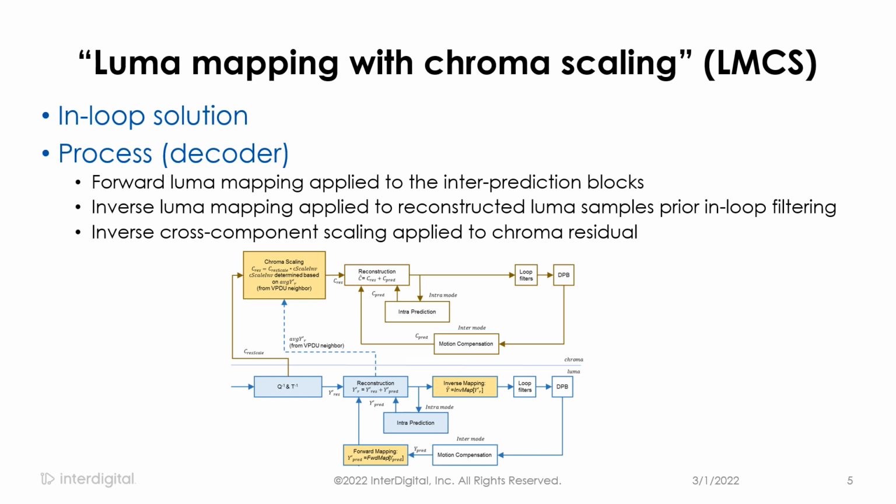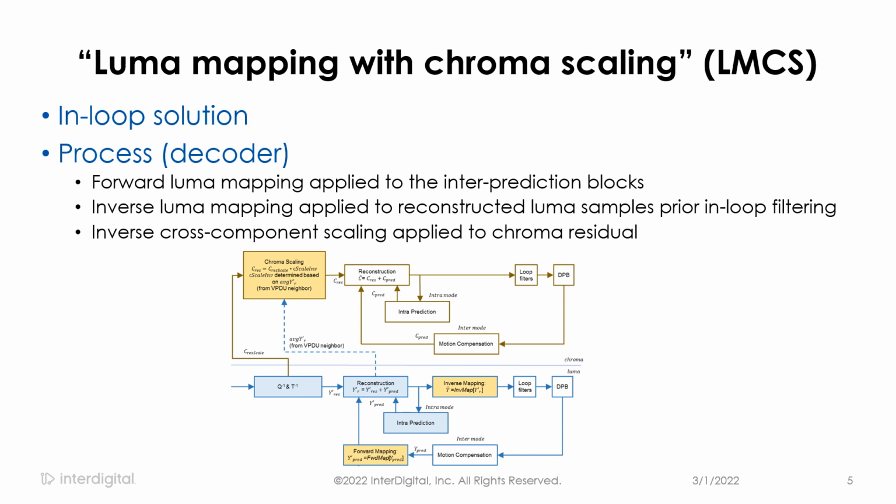So let's first have a look at the LMCS design as it was adopted in the VVC standard. LMCS is an in-loop solution as described in the picture below for the decoder side. So one important characteristic of LMCS is that the reference pictures which are stored in the decoding picture buffer are actually in their original non-mapped domain. So how does it work?